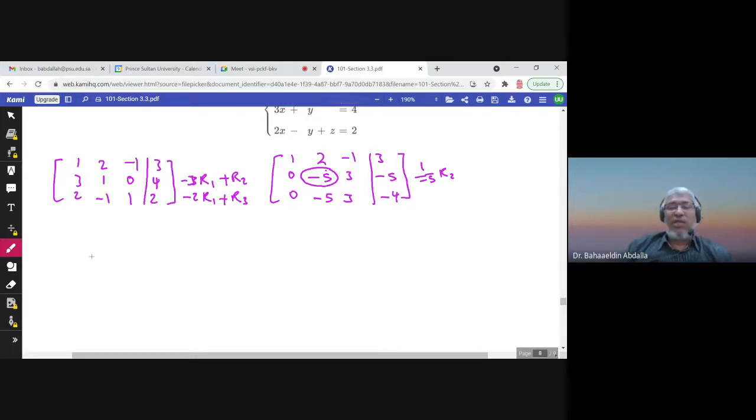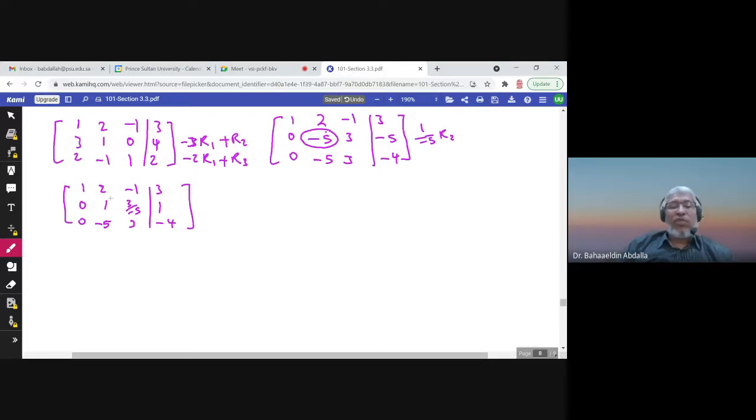Let us write it in the reduced form. So 1, 2, negative 1, 3, and 0. Negative 5 over negative 5 is 1. This is 3 over negative 5. And this is negative 5 over negative 5, also 1. And row 3 would be 0, negative 5, 3, negative 4.